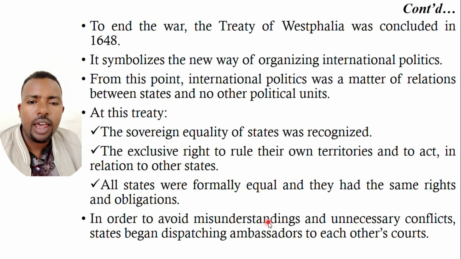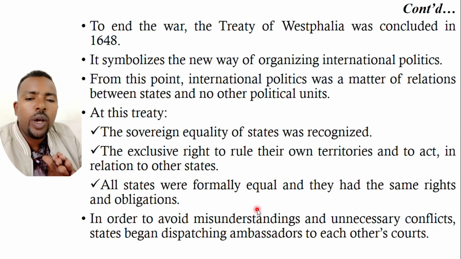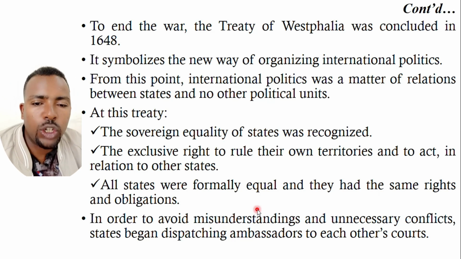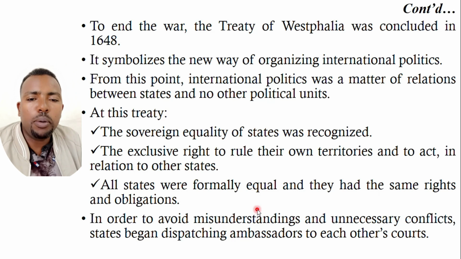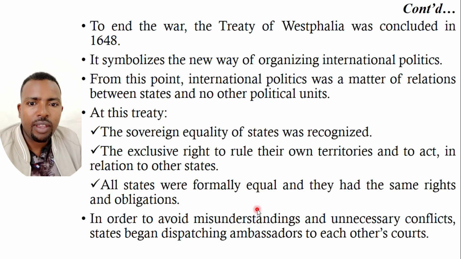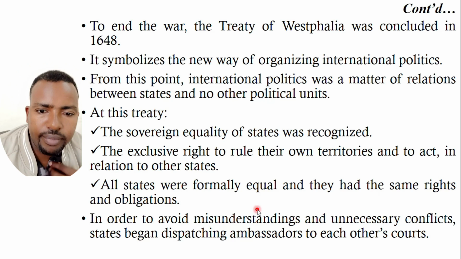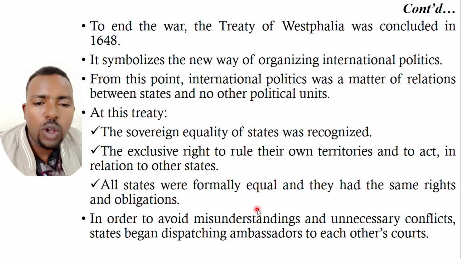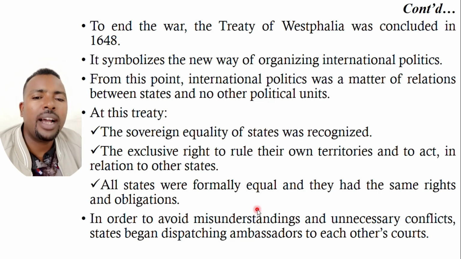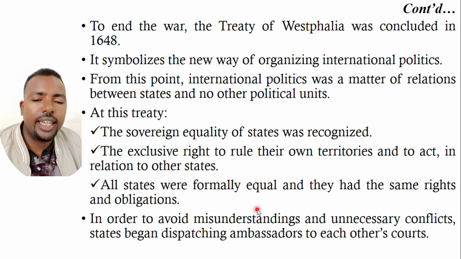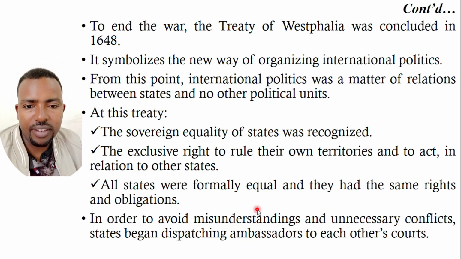In order to avoid misunderstanding, as well as to reverse the situation of the 30 Years' War, the newly emerged and recognized states of Europe started to dispatch diplomats to each other's courts. States began to dispatch ambassadors to their counterparts. The states recognized each other's equality and sovereignty, and no other state was allowed to interfere in the matters of other states. This sovereign equality and respect for the sovereignty of the state was the main turning point in European politics during the medieval period.